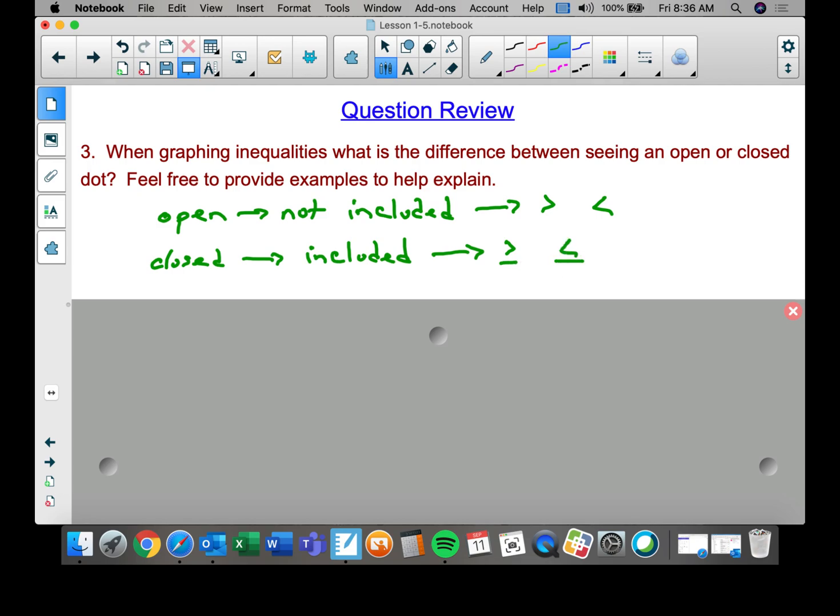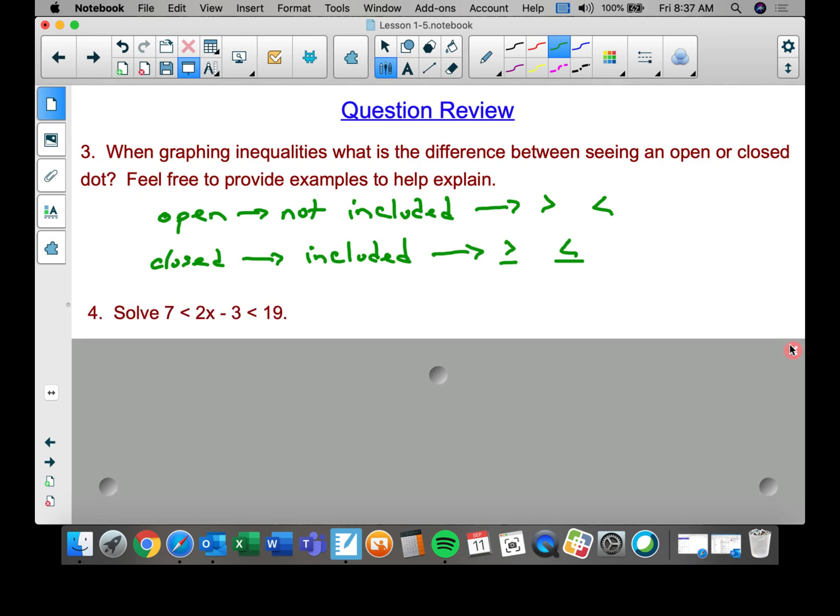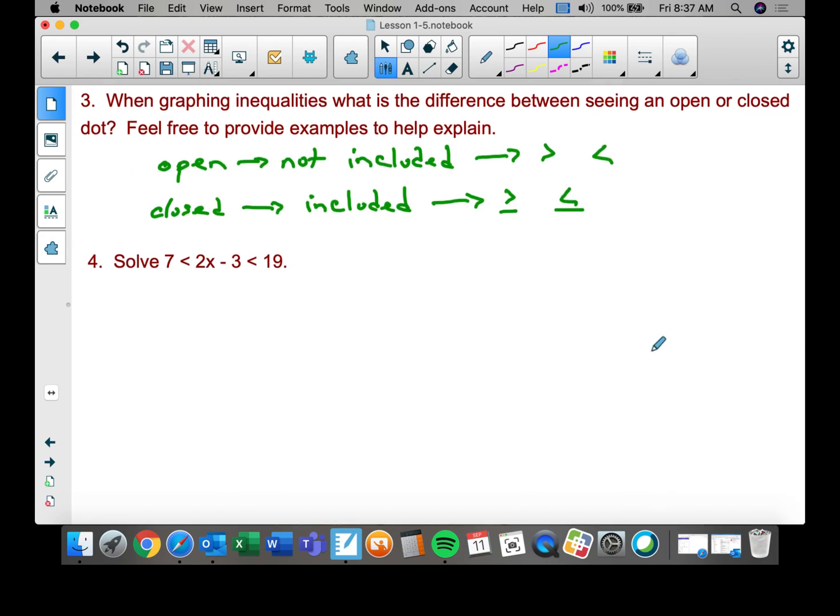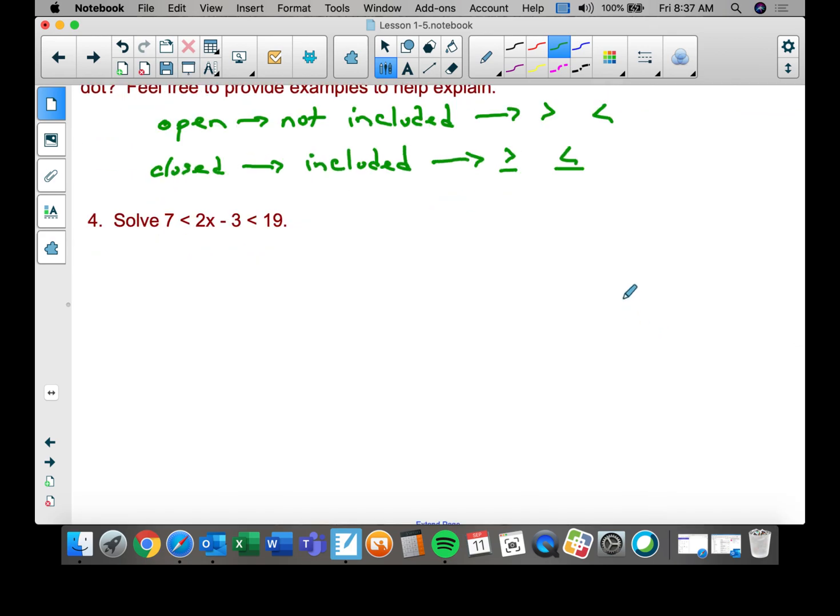Okay? Excuse me, I said that backwards. So this first one is a greater than or equal to. The second one is a less than or equal to. Okay? So closed dots means you include that value. Open dots means that you do not include that value in your answer. And so as we move on to the next one, now we're going to take a look at number 4. This is what is called a compound inequality, and I'll show you kind of a couple ways.